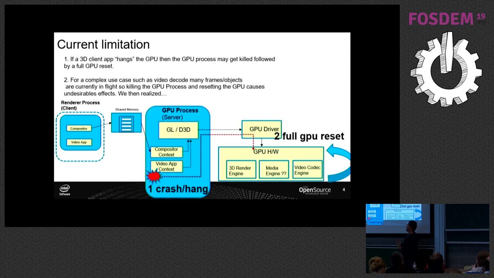The clients, the context of the 3D clients also reside in this process. And then on the renderer side, we have the compositor as well as the client side of the app. In between them, we have a shared memory buffer, which acts as a proxy between them.